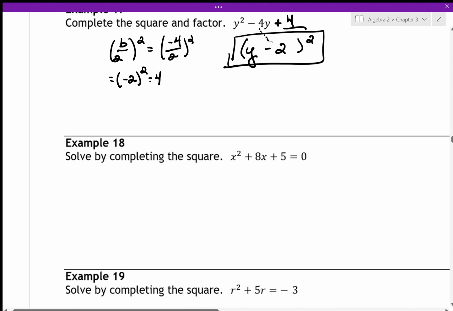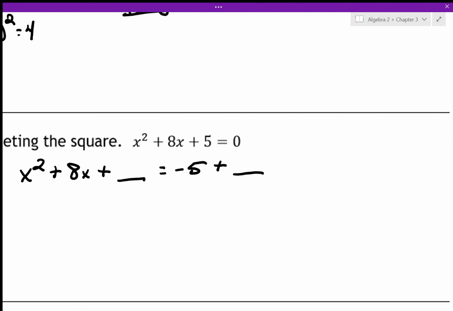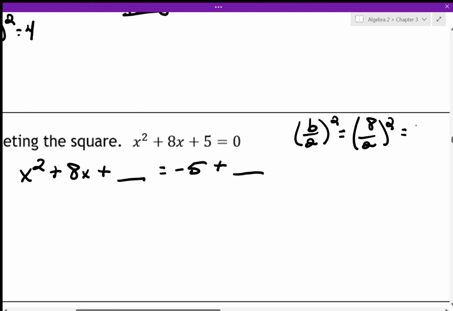Alrighty, number 18 here. I'm going to subtract the 5 and then add in my blanks. So I'm going to say x squared plus 8x plus blank is negative 5 plus blank. Right, I subtracted that 5, and whenever it went to the right side it was negative. And then both spots got blanks, right, the left and the right side. Now I need to decide what goes in my blanks. So the blanks get b over 2 squared. My b value is 8, so I get 8 halves squared. 8 divided by 2 is 4 squared, which is 16. So I get a 16 in both of my blanks.